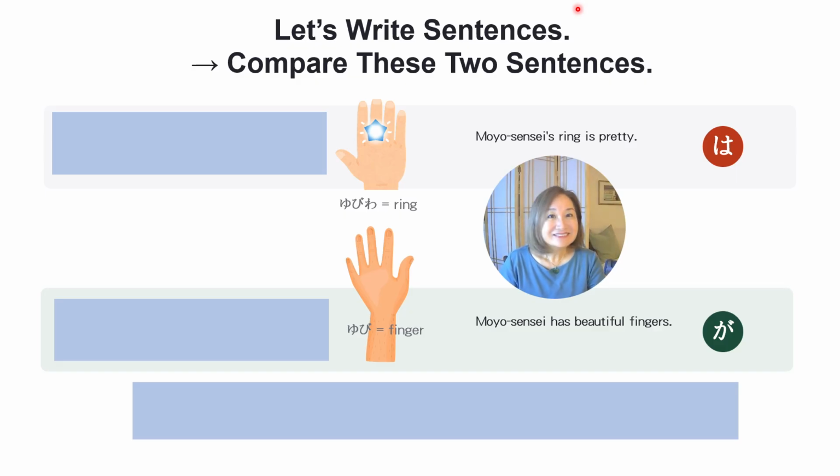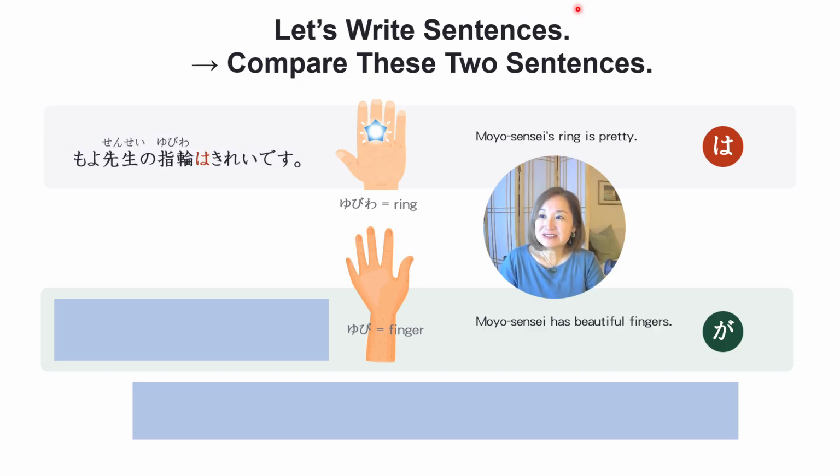All right, ready? Let's look at the first one first. もよ先生の指輪は綺麗です。This one takes は and here's why. A ring is not part of me. It's something I'm wearing. So the ring stands on its own. It becomes the topic of the sentence, and then we say something about it. It's pretty.